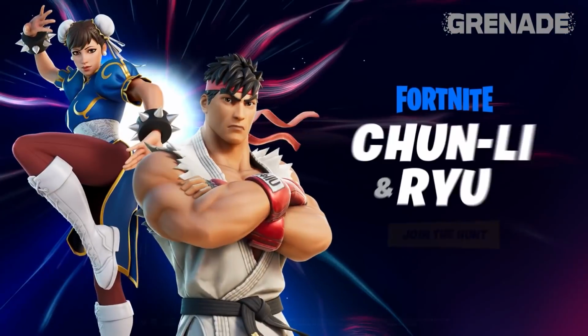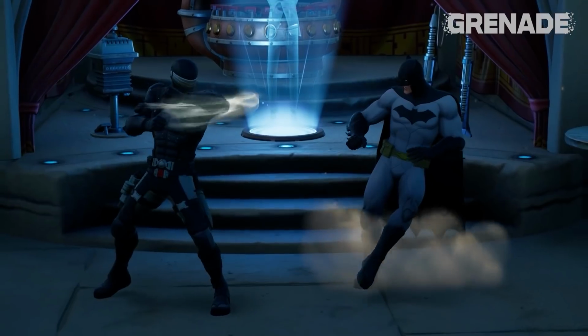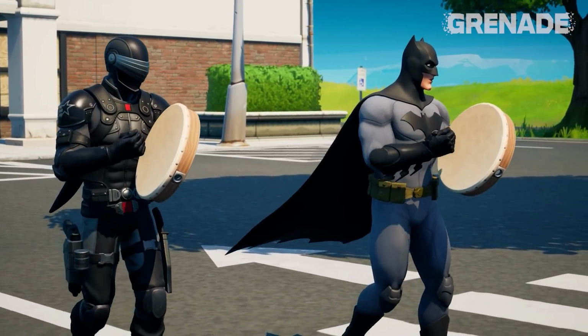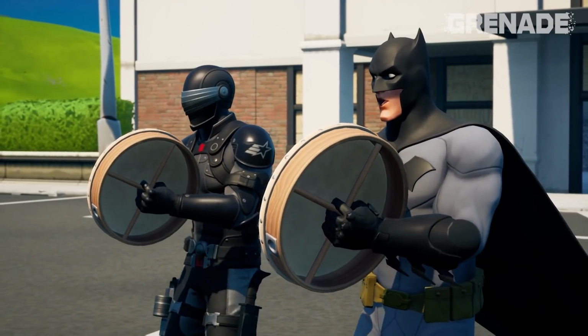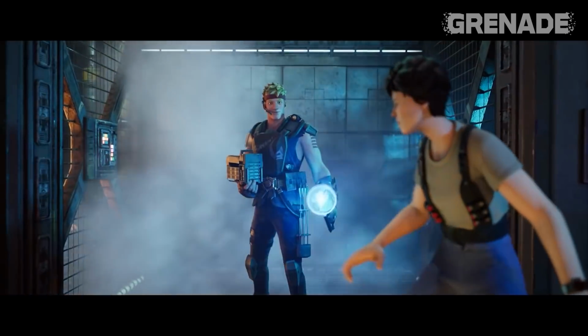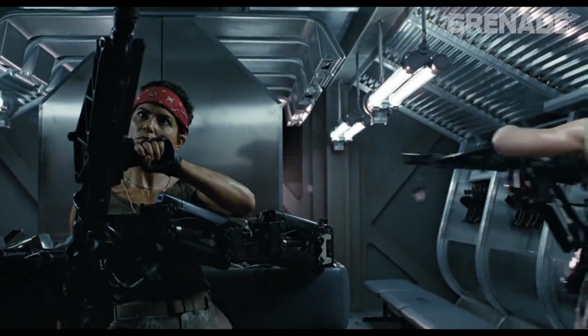The tattoo on his left arm is the G.I. Joe symbol, likely given to him by Snake Eyes. By the way, Snake Eyes will fight Batman next month in Fortnite. That is not a joke. The chest plate and headset are taken from his visit to the Aliens universe and the character Vasquez.